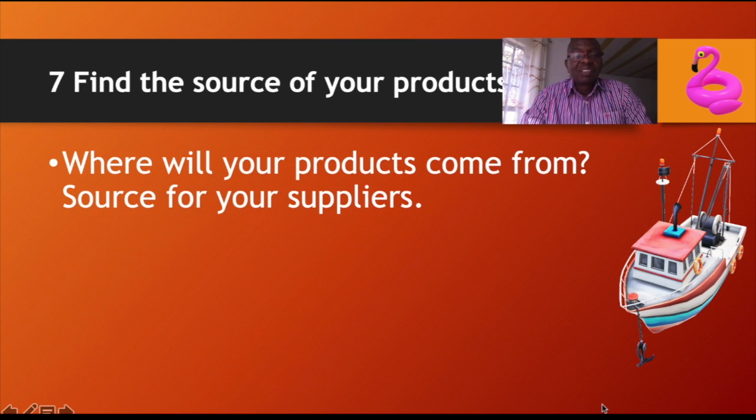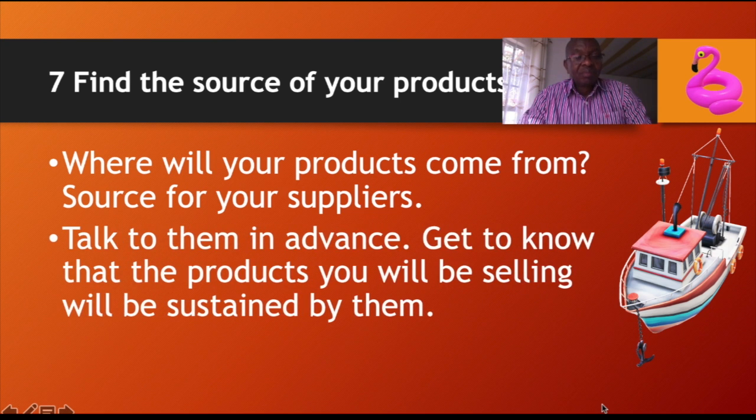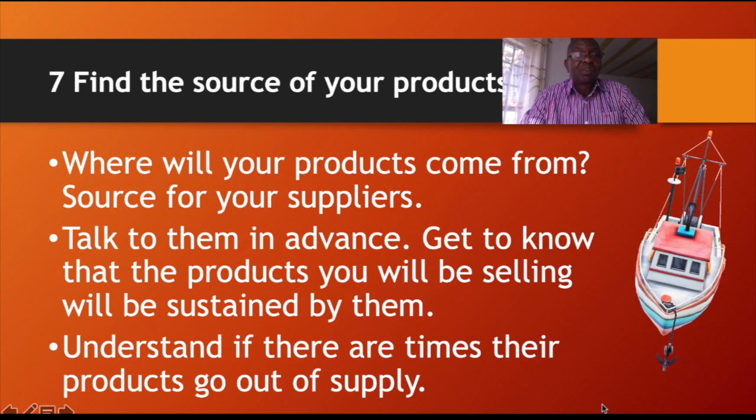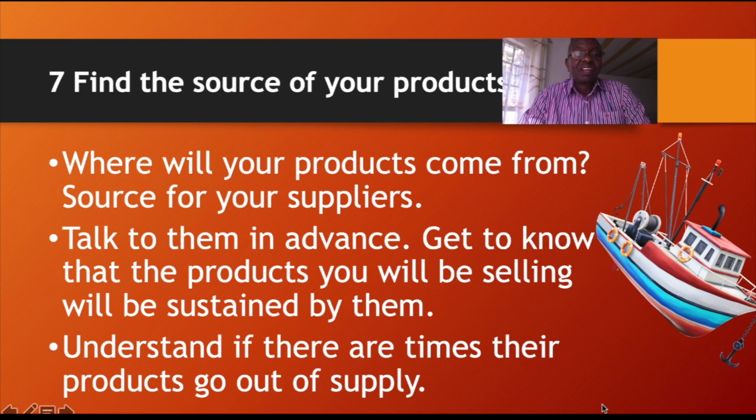Where will your product come from? Source for your suppliers. Talk to them in advance. Get to know that the products you will be selling will be sustainable, so that they don't get out of stock in between when you are already having many customers. Understand if there are times their products will go out of stock, so that when you have advertised and your customers are coming to your site, they will not miss the products just because the supplier is not having them.